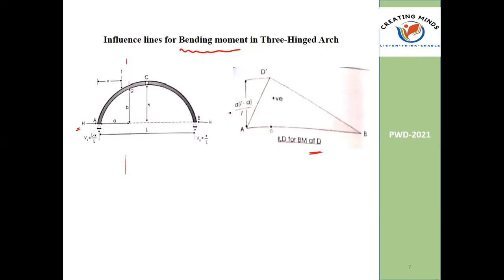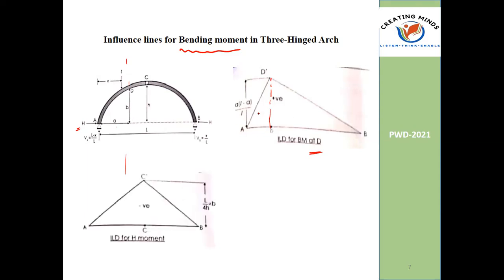You are getting it like A into (L minus A) by L. Here also you are getting positive influence line. So the ordinate height is A into (L minus A) by L, small L. See, this is X and this is L. So L minus A, this is the A distance by L. But at the same time, this is for moment. See, why in the previous case, L by 4H, that multiplied by whatever the height. See, where this is the height of the arch.